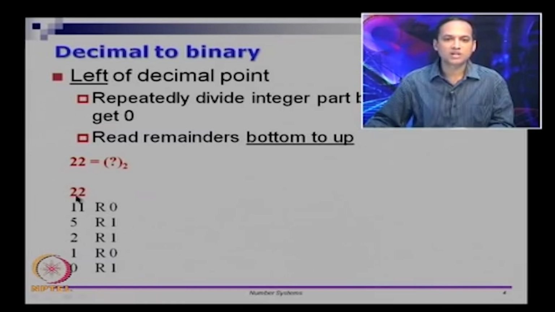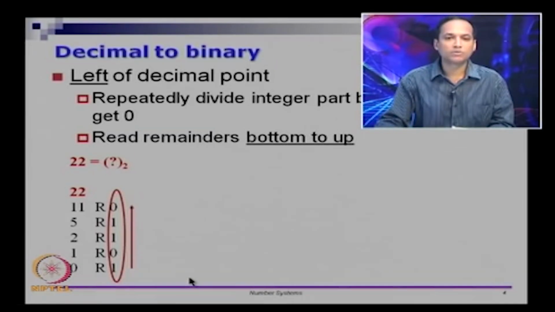What you have to do is start with the number and keep dividing until you get 0. So the remainder may be 0 or 1, but you have to stop at the moment you get quotient equals 0. Once you stop, the rule is to read from bottom to up. We take only the remainders, we discard the quotients, we look at only the remainders and go bottom to top. And if you read this here, it is 10110. So 22 is 10110 in base 2.